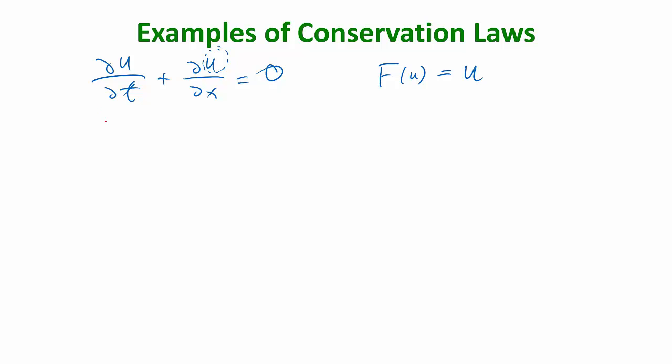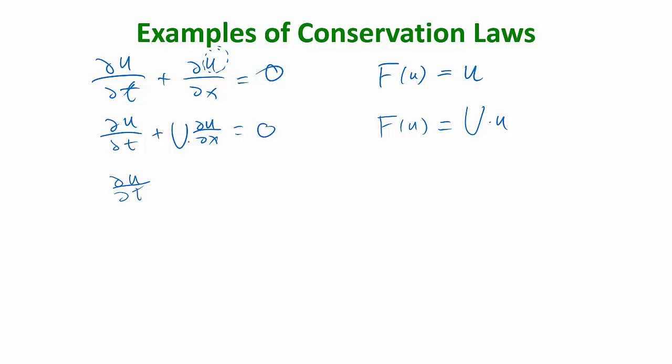How about the more general form with the constant big U here, is that a conservation law? If it is, what is f of u? It's big U times u, because this is a constant. You can just move it into the derivative. Now a more interesting case is, this big U is the speed of advection, right? It's like how fast the wave goes. If big U is negative, the wave goes backwards towards the left. If U is positive, it goes towards the right.